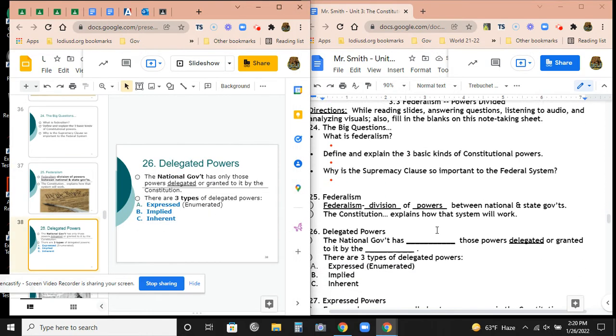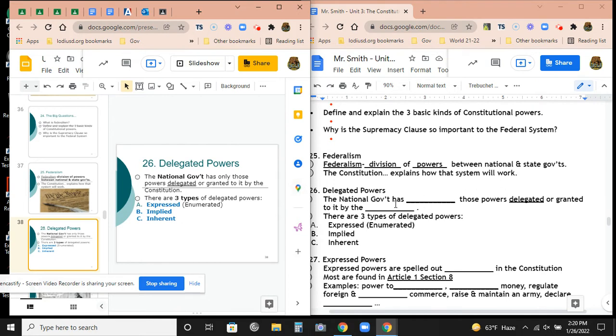Delegated powers. The national government has only those powers delegated to it or granted to it by the Constitution. These are the ones listed. Write down, why did they think they were trying to be stronger than the Articles of Confederation? Well, they are, and it is. Why that is going to be based on how those powers are listed out.